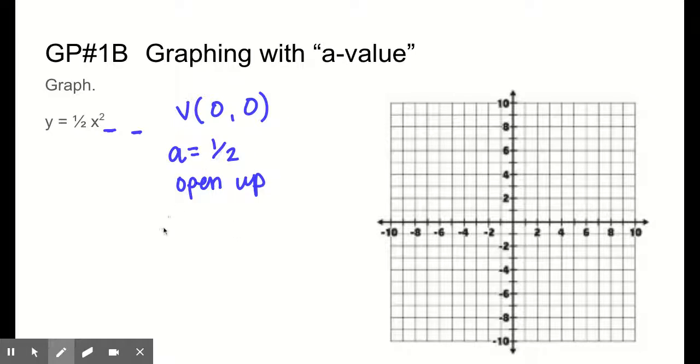So from there, we want to take our graphing pattern and we want to multiply it by our A value. Now here's where it gets a little bit tricky. We're not going to multiply this whole fraction by 1/2. We're only multiplying the numerator by 1/2. So if we multiply 1 times 1/2 gives us 1/2 or 0.5 over 1.